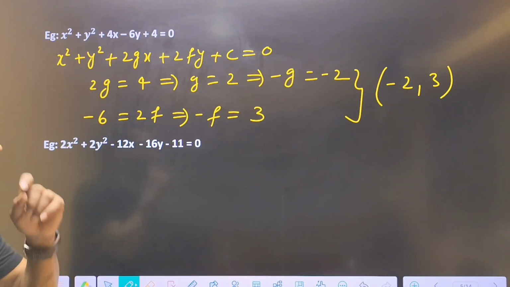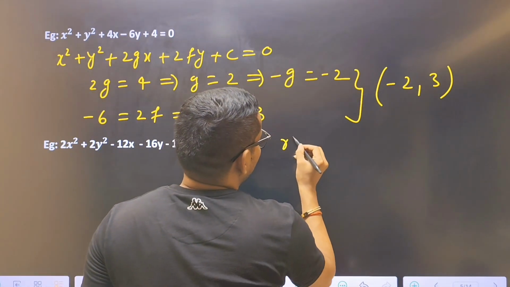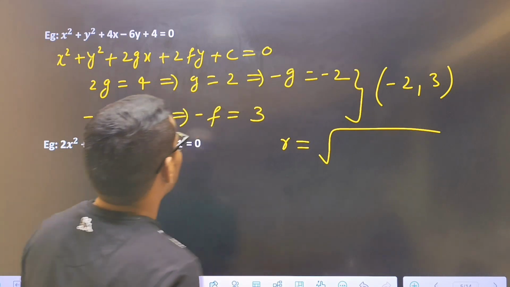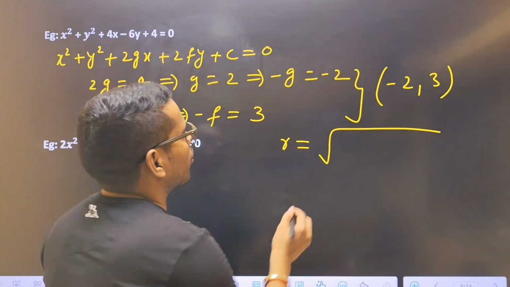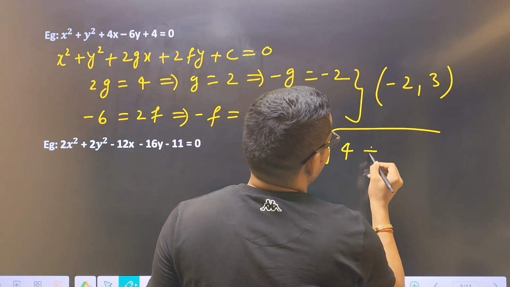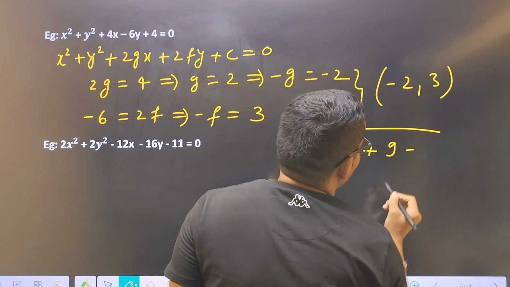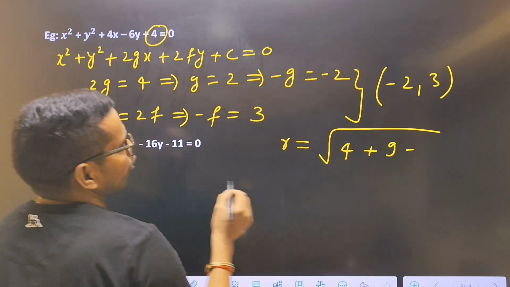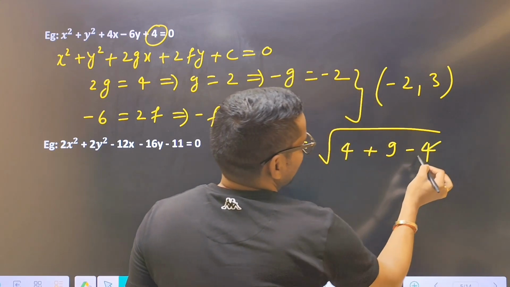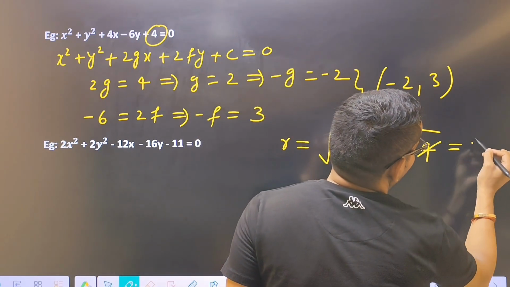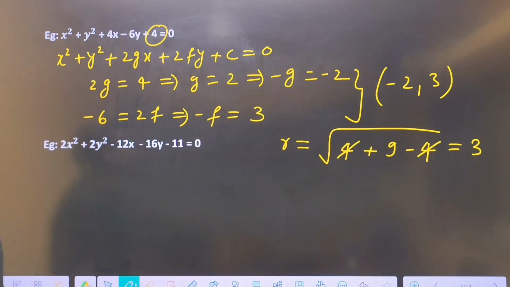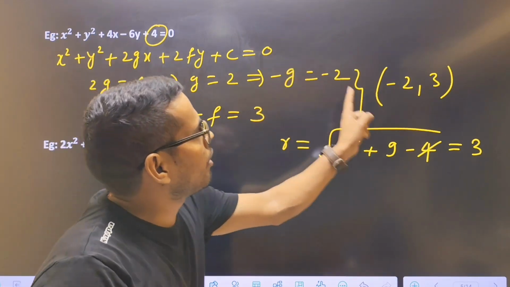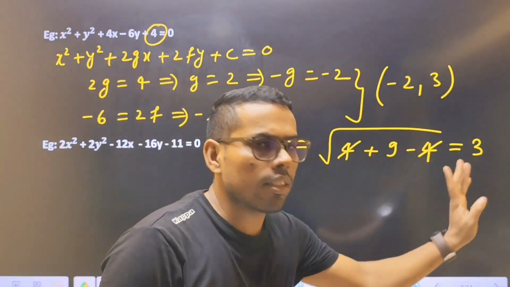Now what is the radius? R is how much? Under root g square. G square how much? 4. Plus f square how much? 9. Minus c. C is how much? You can say simply c is 4. Minus 4. So 4 cancel. Under root 9, that is 3. Okay. So center is minus 2 comma 3 and radius is 3.